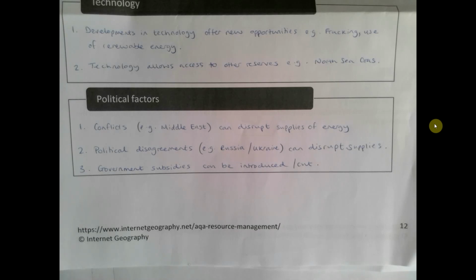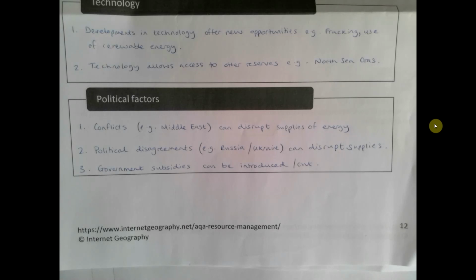So conflict is important. Places like the Middle East have historically experienced lots of different wars and conflicts, and that can disrupt the supply of energy. Perhaps if they're exporting that energy, the oil or natural gas, to another country or region, then that can be disrupted by conflict.